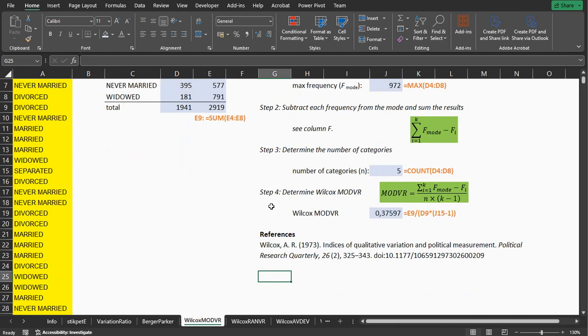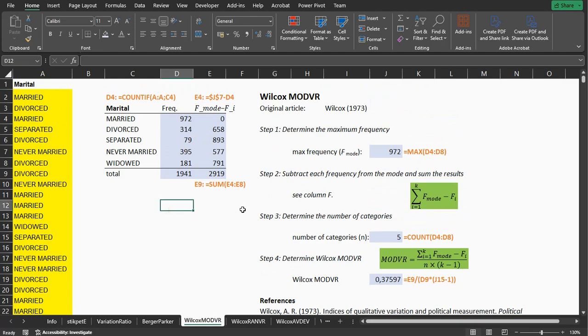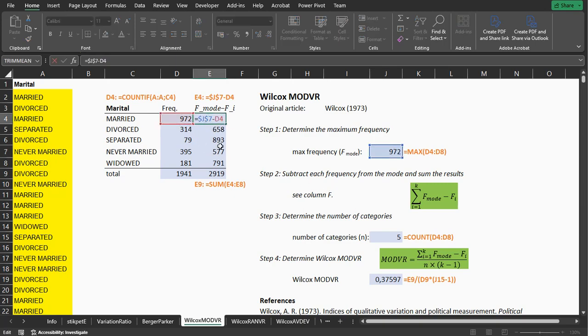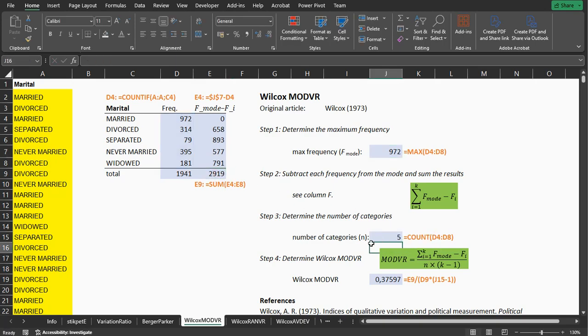Then there's the modal variation ratio, the modified variation ratio from Wilcox. Again, we find the maximum, then we subtract each frequency from the mode and sum the result. So here we subtract from the mode the frequency of each category. Of course, the first one is 0 because that is the mode, and then we sum them all up. We determine the number of categories, which in this case is 5, and then we divide that sum over the total times the number of categories minus 1. And that's the Wilcox modified variation ratio.